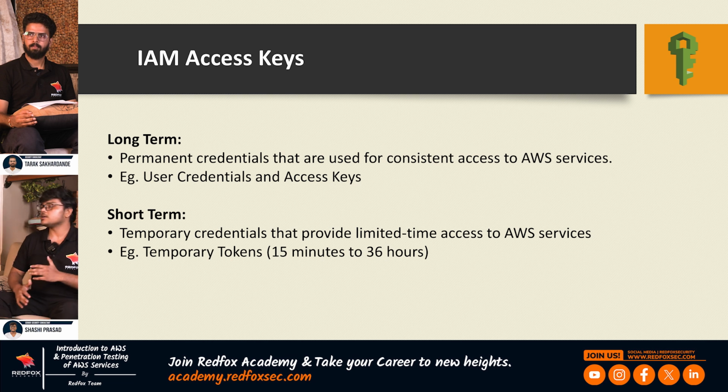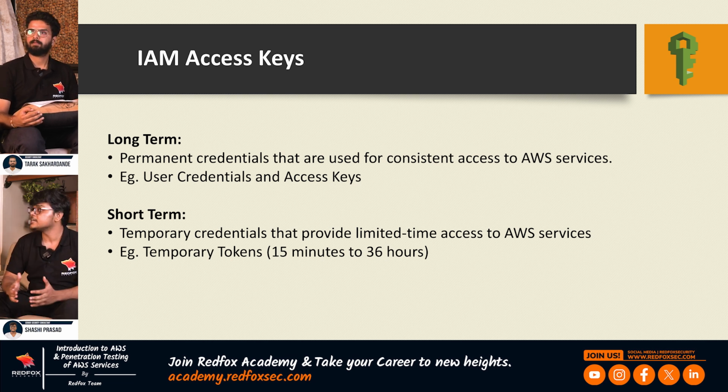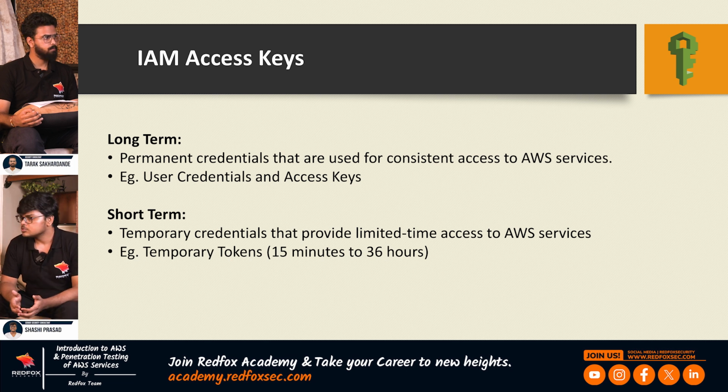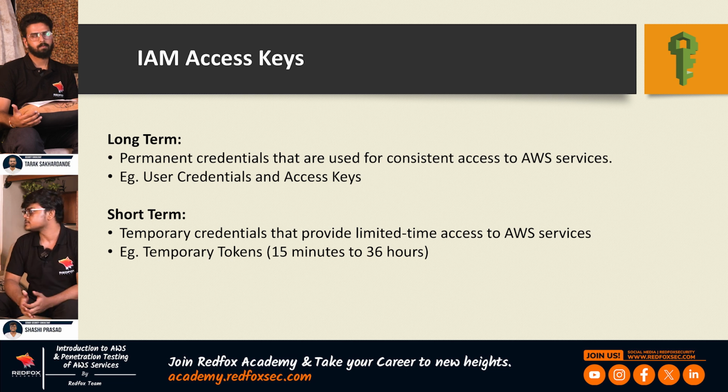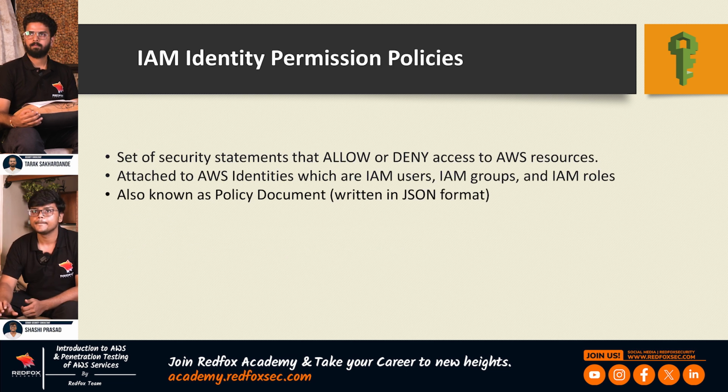And apart from that, AWS also offers short-term keys. These are temporary credentials that provide limited access to AWS services for a very short period of time. Generally it is done via temporary tokens, like the role that I told you about. When we assign a role, it will get a temporary token, and this token will be valid from 15 minutes to 36 hours max. So these are the two types of access keys.